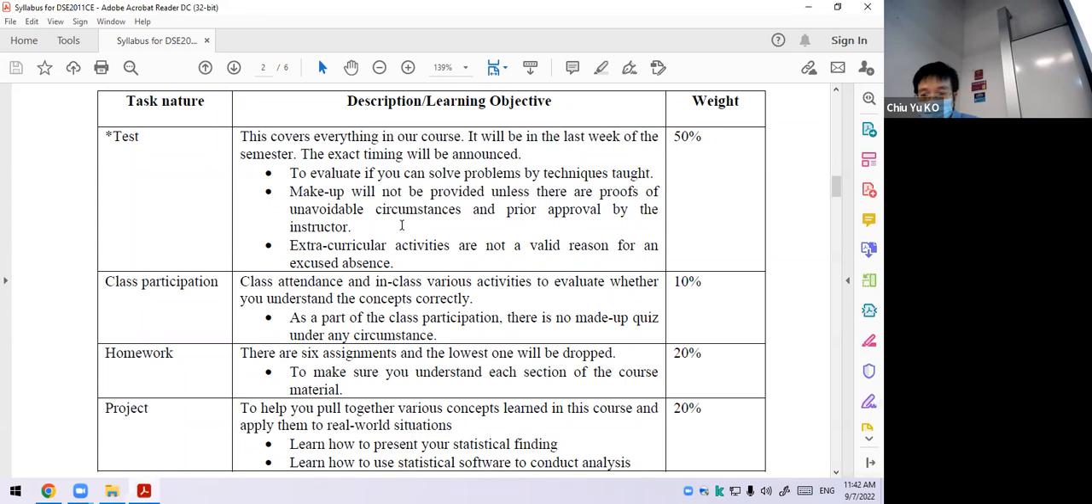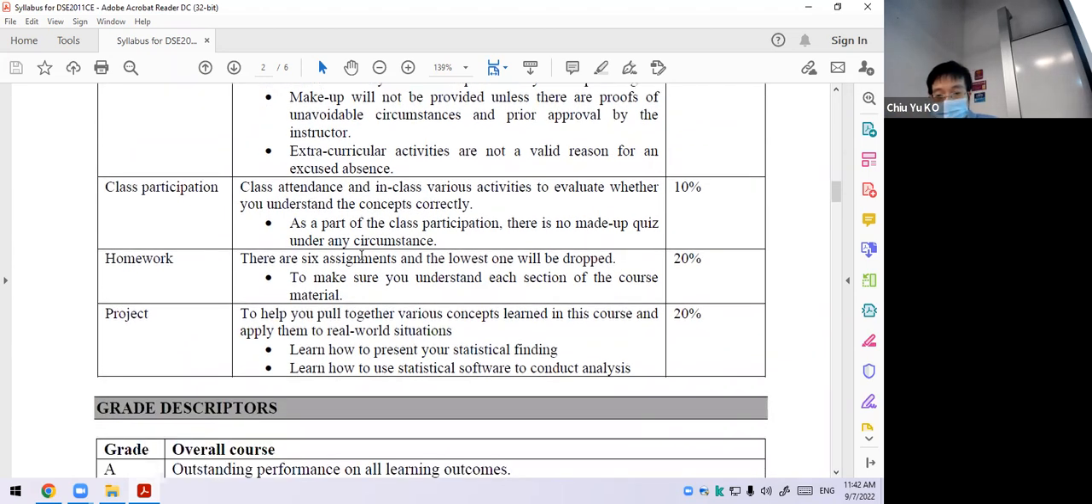And so the test covers everything. If you have to be absent from it, you need to have a valid justification for why you are not doing it, and I'll give you a makeup. But so far I haven't given a makeup, because I think it shouldn't be an issue. We announced it so early, so you should be able to make it, just one hour.